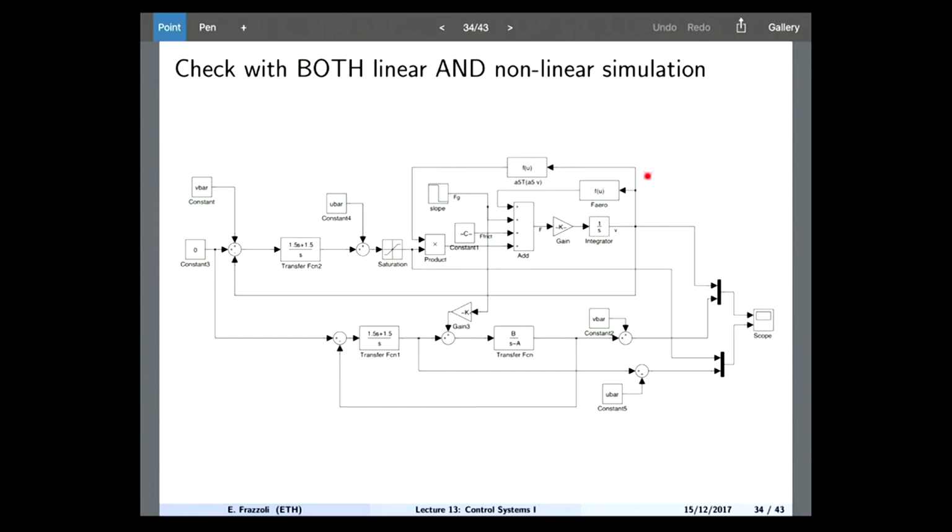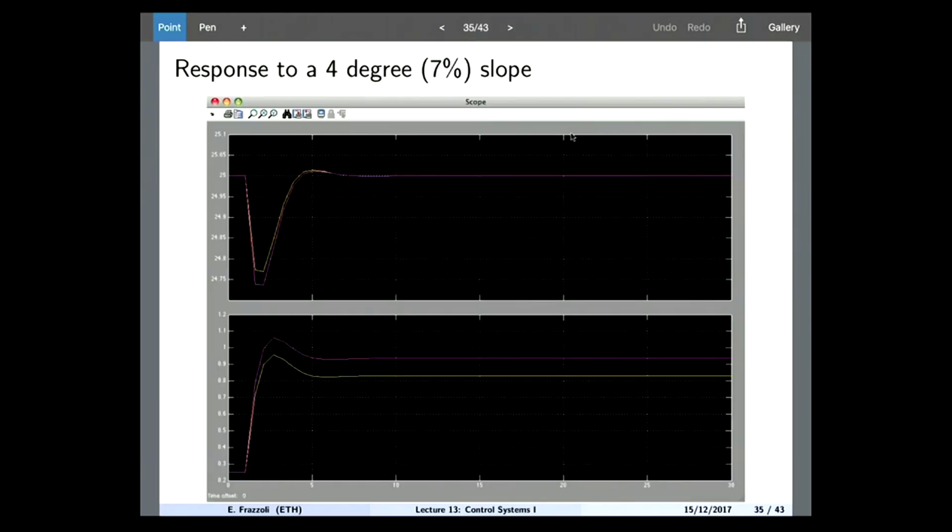the upper block is actually the nonlinear model of the car, okay? The lower block is actually the linearized approximation, okay? And I want to compare the two, okay? This is actually what you see. I simulated the fact that now I have a 4-degree slope, like a 7% slope, okay?